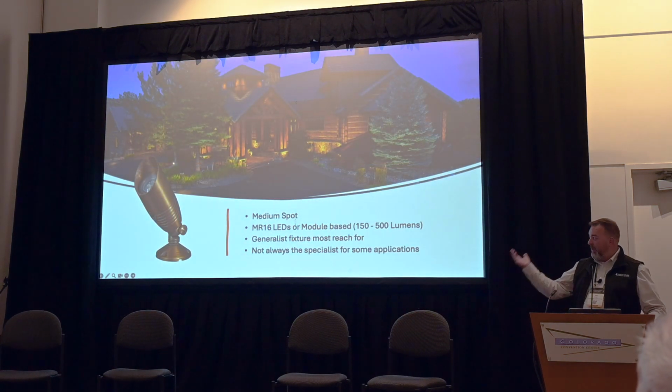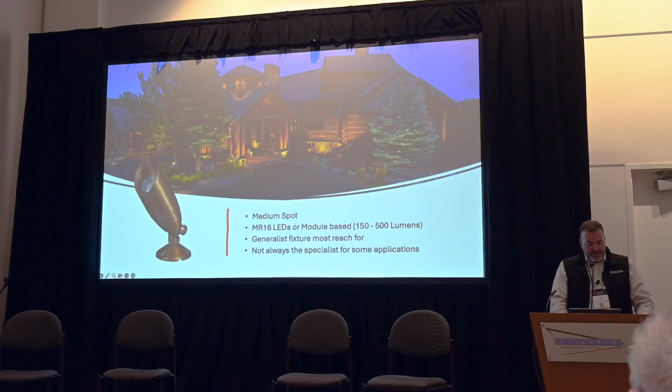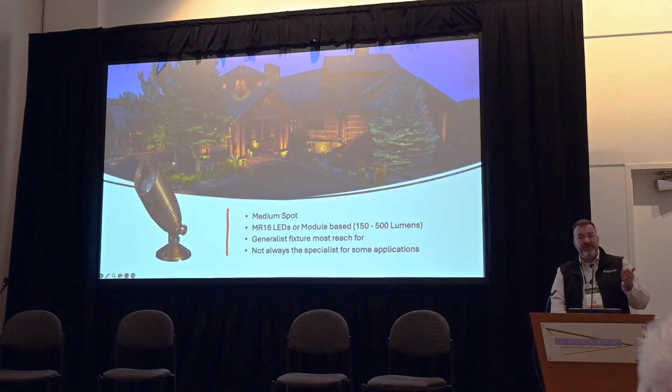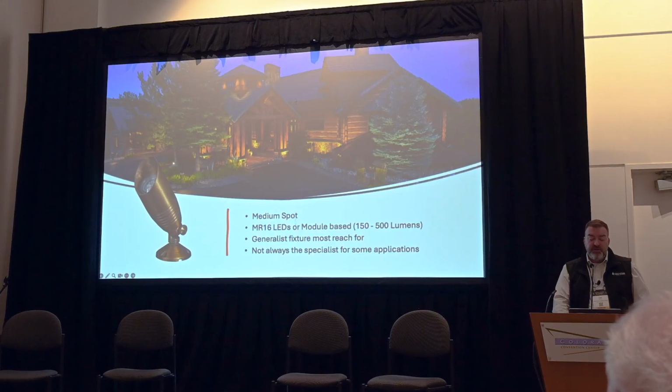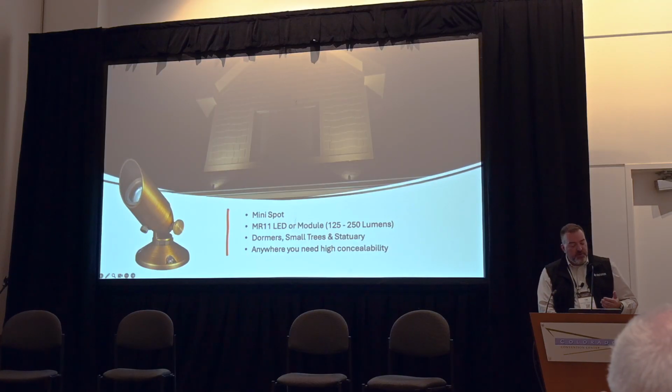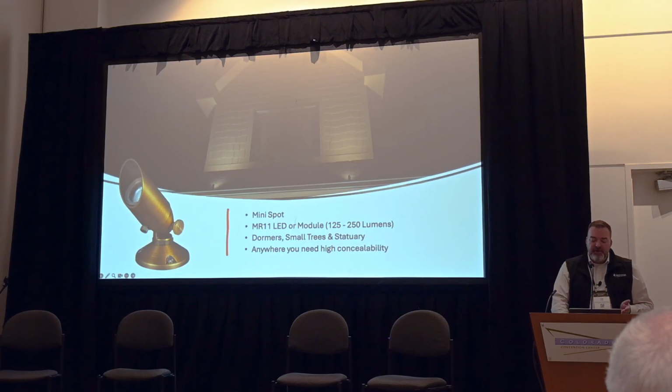And again, these are just basic brass fixtures that you'll see out there, but you'll have different sizes. So this is kind of like a medium-sized spotlight. If you're using LED lamps, you'd use an MR16, or you could use a module-based type of product as well. But you're looking at like 150 to 500 lumens, and again, it's kind of a jack of all trades. You'll get into something like a little mini spot, which might use an MR11 or a module. These are going to be smaller, 100 to 250 lumens.